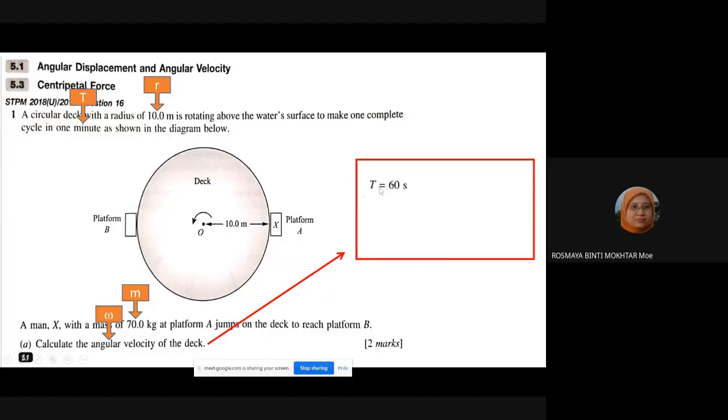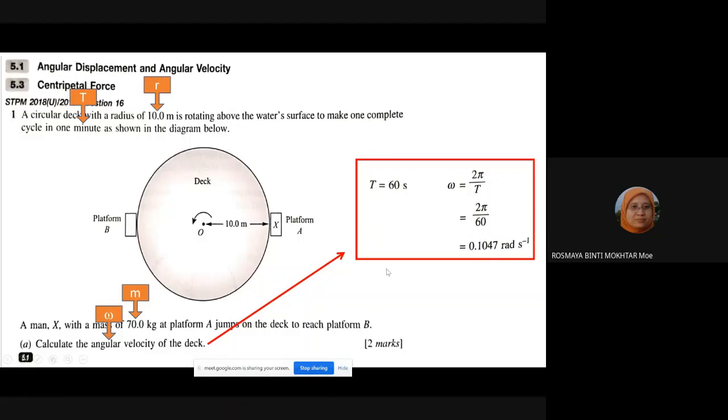Okay, the solution is, period 60, convert to 60 second. And to calculate the angular velocity, omega, we use 2 pi f. And f is 1 per T, so it becomes 2 pi per T. So we substitute 60 seconds into the equation. The angular velocity is 0.1047 radian per second.